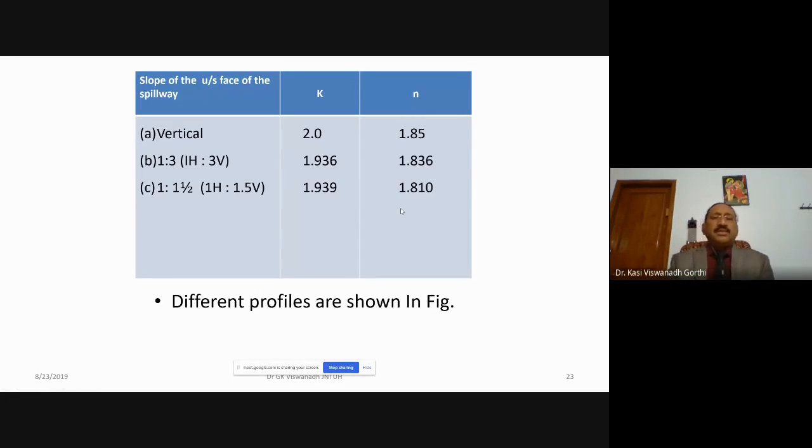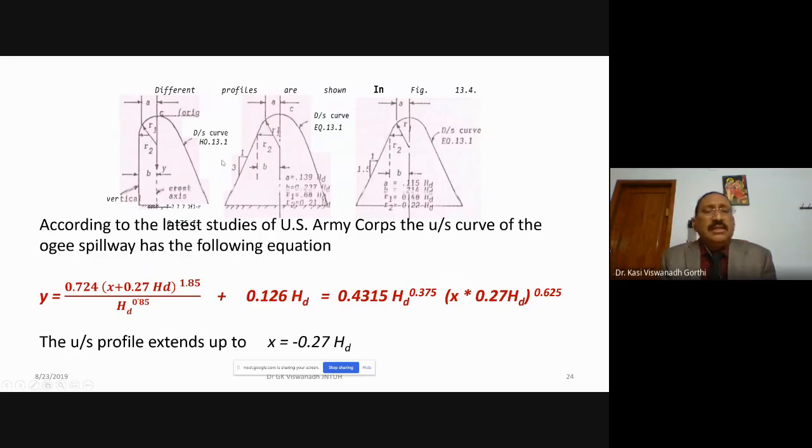For the vertical shape, the values are given here. For an upstream vertical face, the value of K is 2 and n is usually 1.85 as per the WES profile. Suppose instead of a vertical upstream face for the spillway, you have a slope of 1 horizontal to 3 vertical. The values of K and n differ. Similarly, for 1 horizontal to 1.5 vertical, the values of K and n differ. So different profiles are shown here: a vertical upstream face, an inclined upstream face with 1 horizontal to 3 vertical, and an inclined upstream face with 1 horizontal to 1.5 vertical.